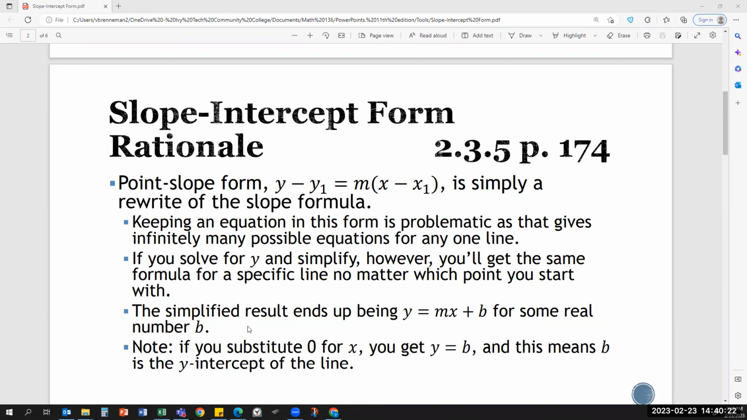If you solve for y and simplify from point-slope form, no matter which point you picked, you'll always get the same result. You'll get y equals mx, so still the slope getting multiplied by x, and then there'll be some real number b stuck on the end of that, added or subtracted. It turns out that number b is the y-intercept. It's what y equals if you substitute 0 for x.